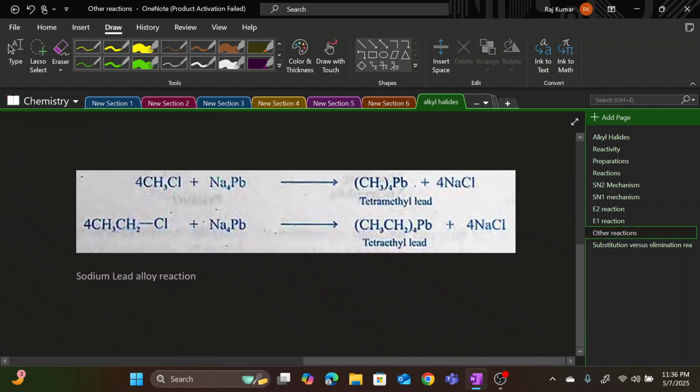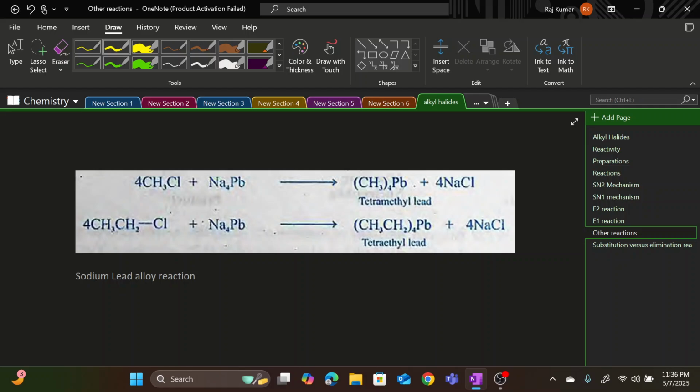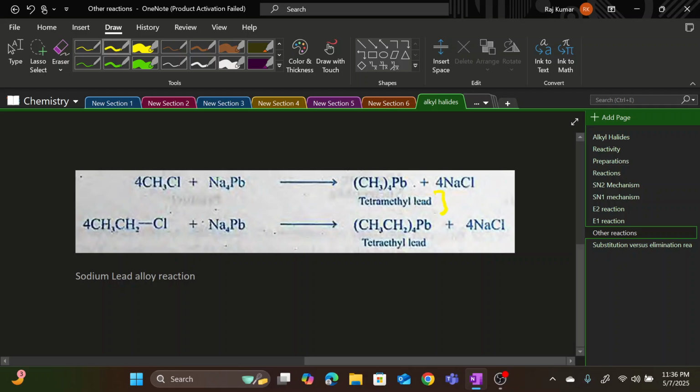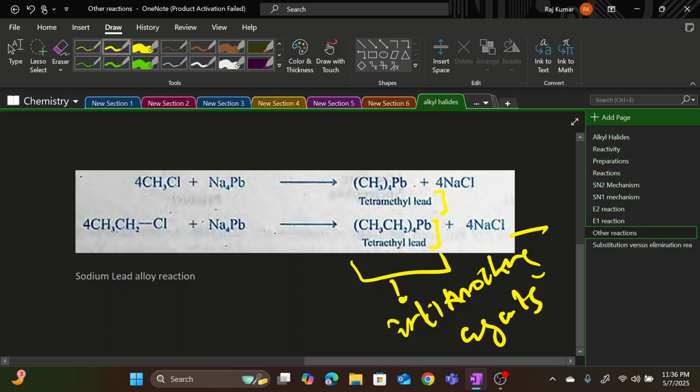And then we have another reaction, which is the reaction of sodium lead alloy with alkyl halide. When sodium lead reacts with alkyl halide, it basically forms tetramethyl lead if it is reacting with methyl halide, and when it is reacting with ethyl halide, it's going to form tetraethyl lead. Both of these are used as anti-knocking agents in gasoline formulation. So these are used as anti-knocking agents. This is important.